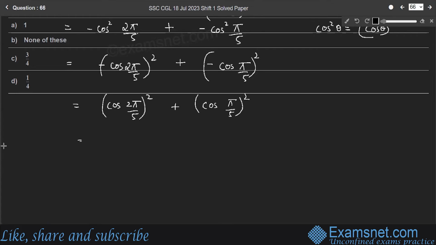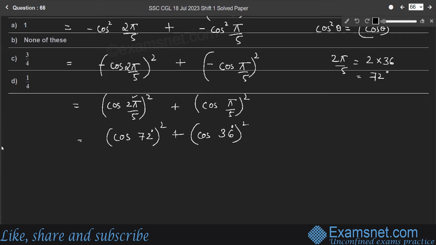So we know that 2 pi by 5 is 72 degree. So in place of 2 pi by 5, we'll write 72. Since pi is 180, 2 times pi by 5 is 2 times 36, which is 72 degree. Whereas pi by 5 is 36, right? So plus cos 36 degree the whole square, right?